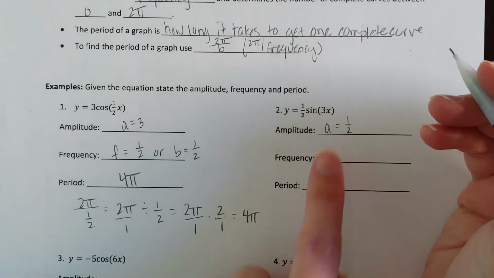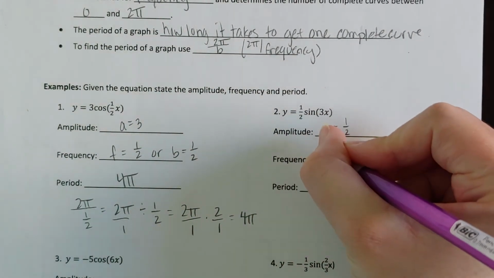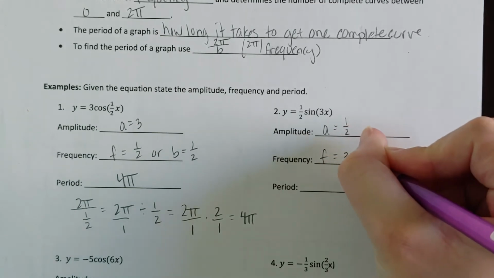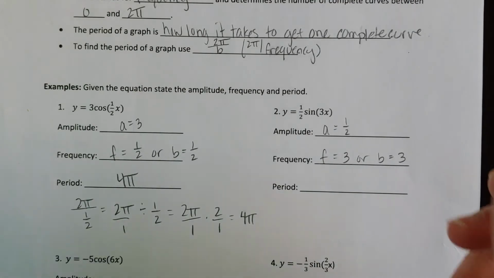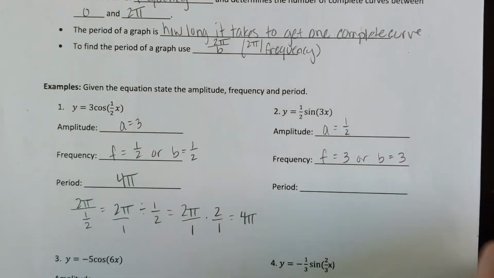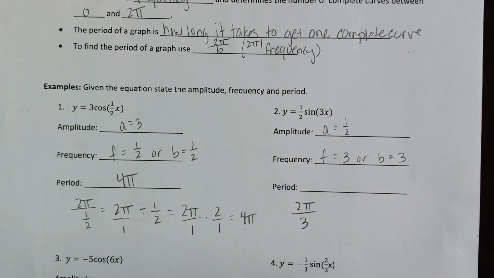The frequency is inside those parentheses with the variable, which in this case is x. So we would say f equals 3 or b equals 3. You just need one of those, whichever one you prefer. I'll accept either one. I go back and forth. So on some of my answer keys that I give you, sometimes it'll say b and sometimes it'll say f. For period, we are always going to do 2 pi divided by the frequency, which is 3.